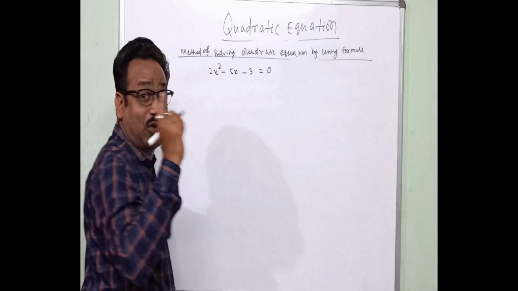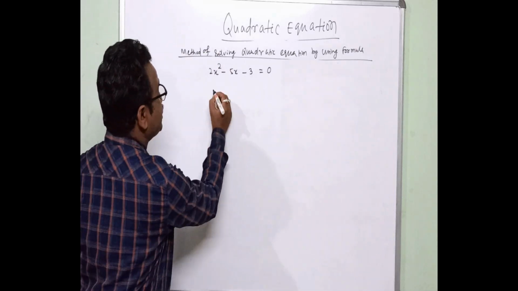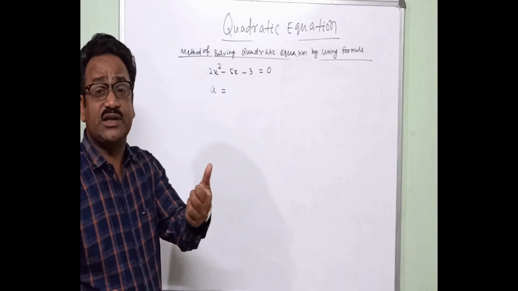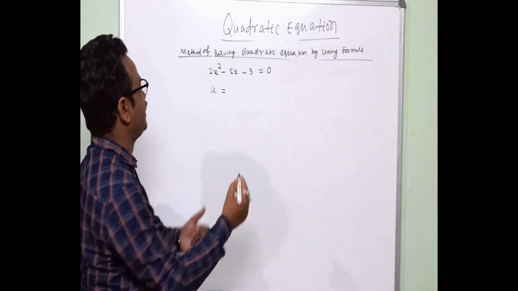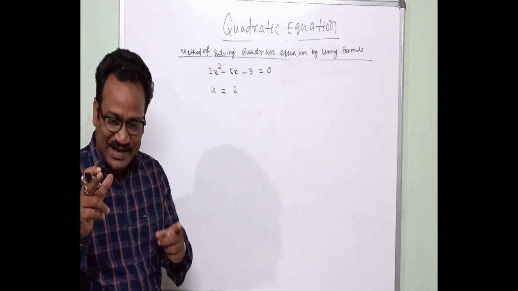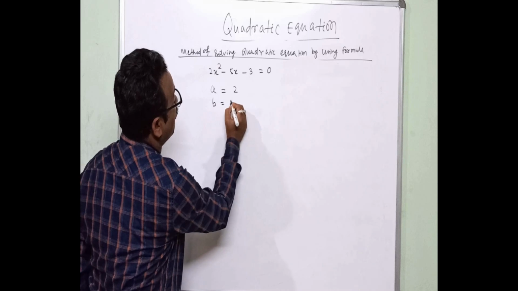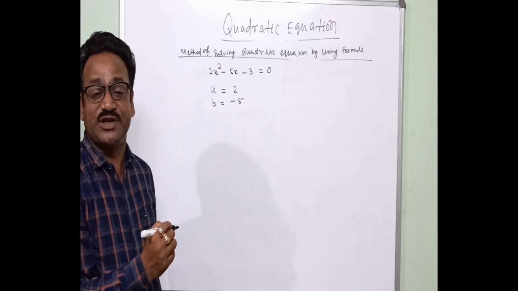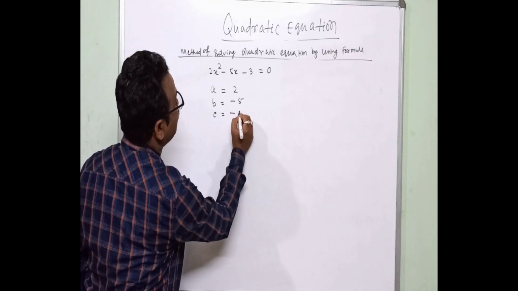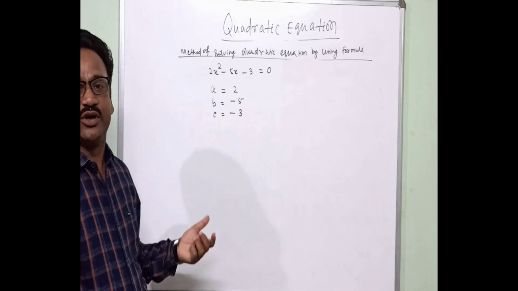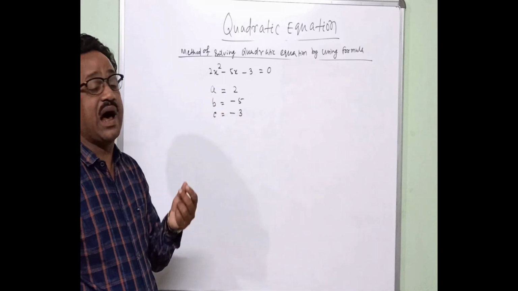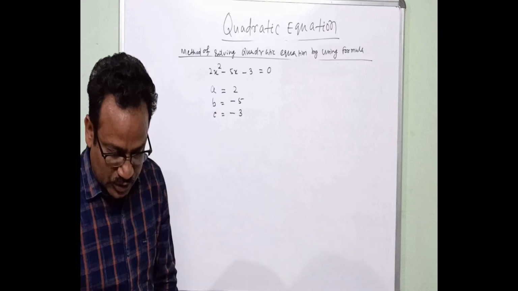Here, what is the value of a? The coefficient of x square. Yes, it is 2. And what is the value of b? Yes, b is equal to minus 5. And what is the value of c? Yes, c is equal to minus 3. Now we have got the values of a, b, c. By putting the values of a, b, c in the formula, we will get the roots of the equation.